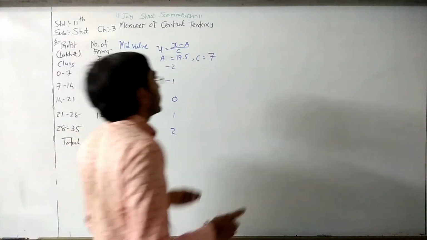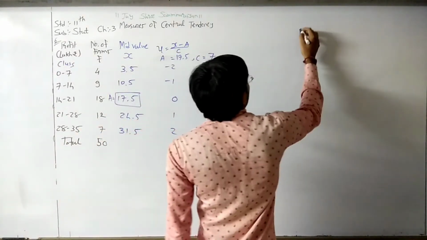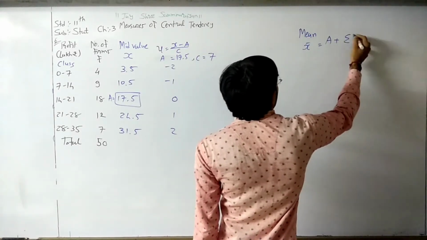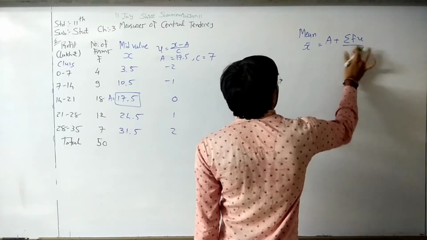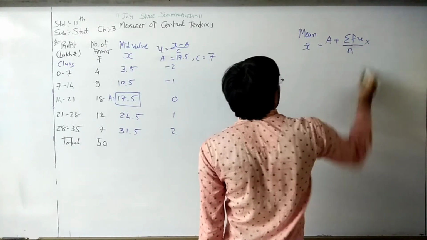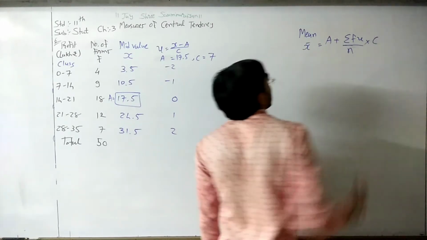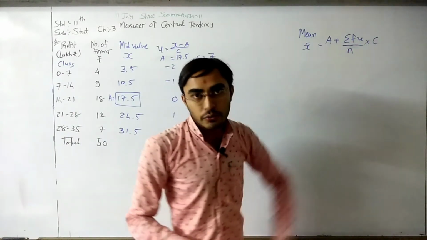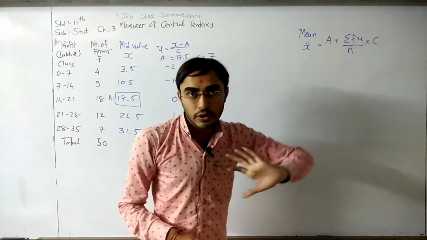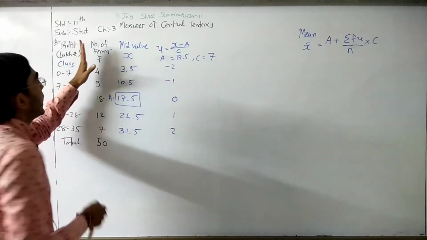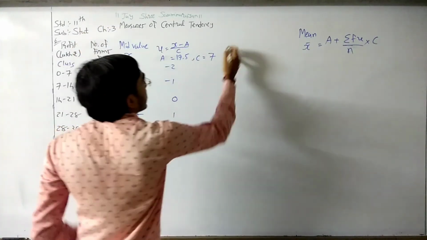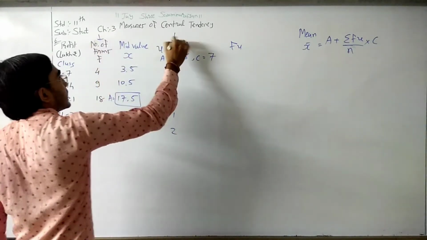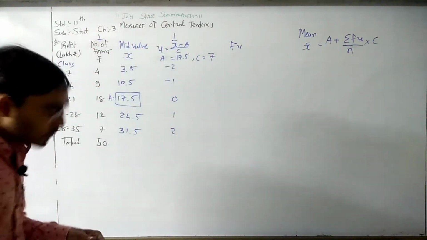So after that, what is the formula of mean? Mean x bar is equal to A plus sigma FU divided by N, multiplied by C. Okay, so after that we want F and U, that means multiplication of F and U, right? So we need to multiply F and U. So here we want FU. Now multiply this value with this, F versus U.